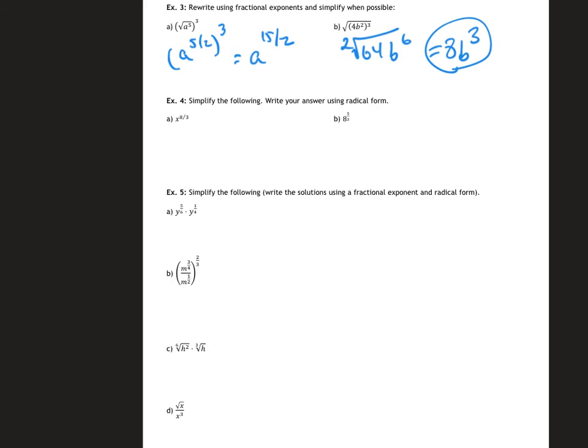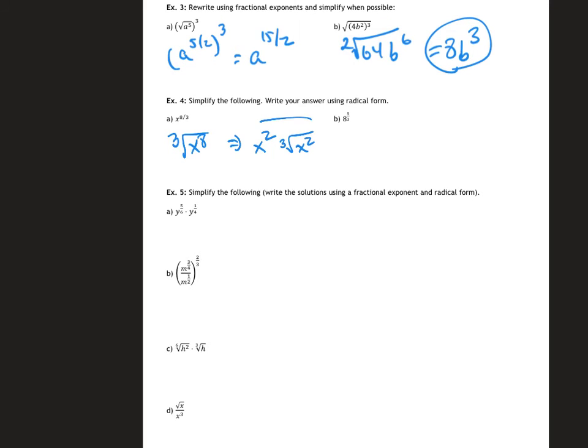So I've got x to the 8/3 power. I'm going to rewrite it in radical form. Remember, I have x to the 8th power, with the 3 in the bottom. Here's a nice trick: 3 goes into 8 twice, so I can take out an x squared because of that 2. 3 times 2 is 6, so I have 2 left over.